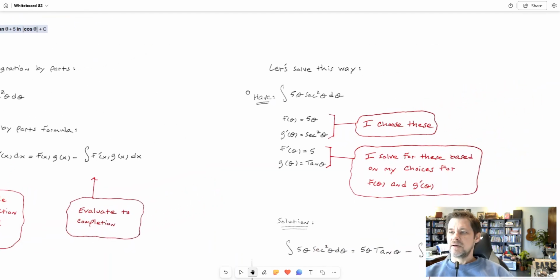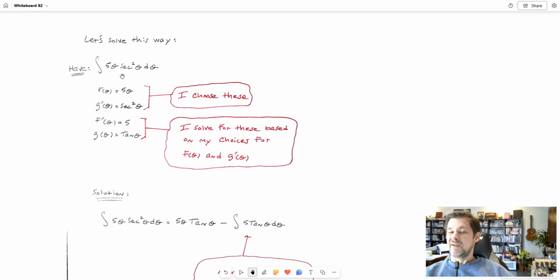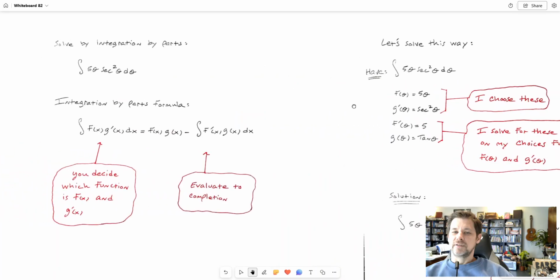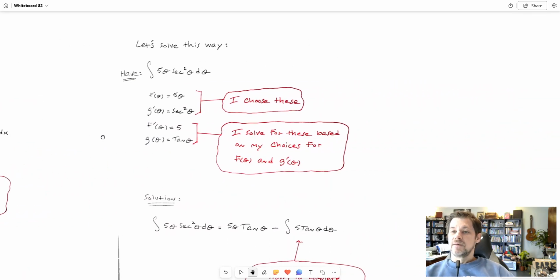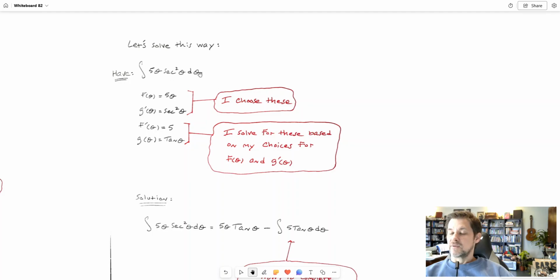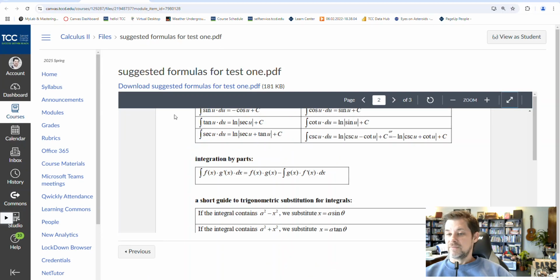Now, here's how I would solve this one. I've got 5 theta secant squared theta d theta. I need to decide which of those functions is f and which is g prime. So I look at 5 theta and secant squared theta, and it's like a coin flip. It could go either way. Maybe f is 5 theta, or the other option, maybe f is secant squared theta. There is a strategy for choosing.